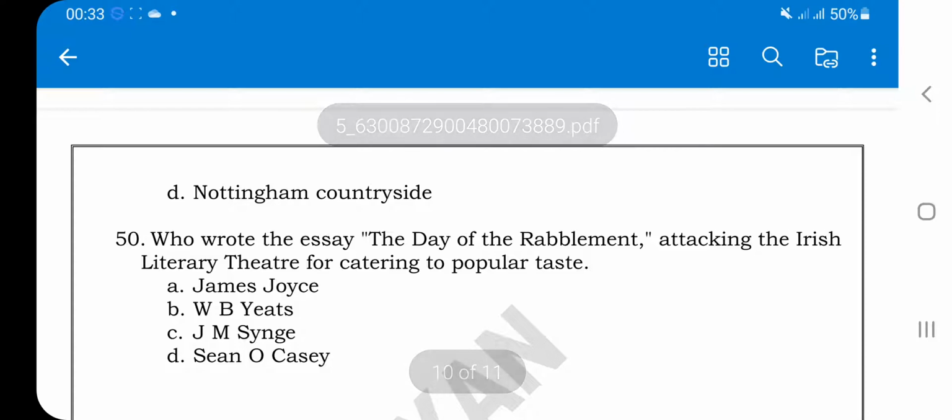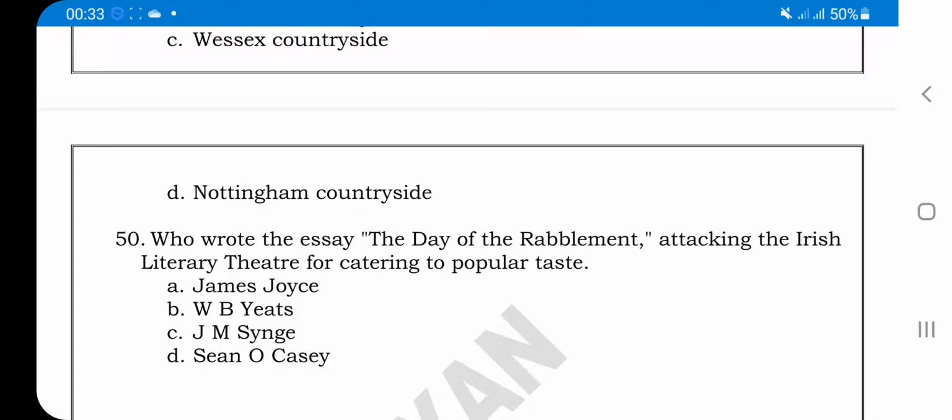And the last one: who wrote the essay Day of Enablement? Do comment the answers. What are your thoughts about it? Correct me if I'm wrong.